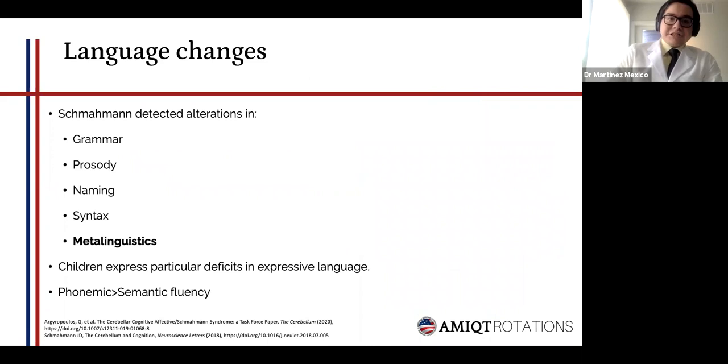Talking specifically about language changes, one of the most interesting parts of the syndrome is that it causes alterations in grammar, in prosody, naming, syntax, and metalinguistics. It has a particular tendency to affect abstractions, and it also has a tendency to affect phonemic fluency more than semantic fluency. In most of the studies, they evaluated phonemic fluency with the WMS test, which is basically tell me all the words starting with the letter M that you can in a minute, for example. And semantic fluency, they evaluated with the animal test. Tell me all the animals you can tell me in a minute.